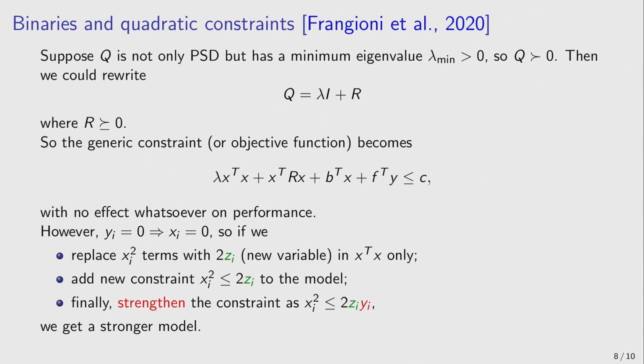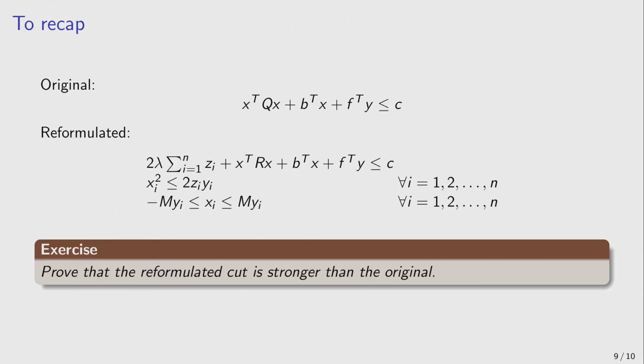So up until the replacement of these xi squared terms with 2zi's, I didn't really do anything to the model. I actually added an extra variable, but the bound I would have gotten would be exactly the same. But now with this strengthening due to perspective reformulation, I get a much stronger constraint.